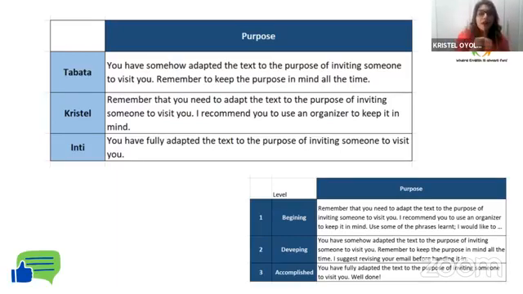So you have somehow adapted the text to the purpose of inviting someone to visit you. Remember to keep the purpose in mind all the time, yeah? But actually there is something missing here because I changed it a little bit, on purpose, because I want to show you how to do it from the Excel. It says, remember to keep the purpose in mind all the time. I suggest revising your email before handing it in. Yes, that is the feedback for Tabata. How about Kritel? Remember that you need to adapt the text to the purpose of inviting someone to visit you.